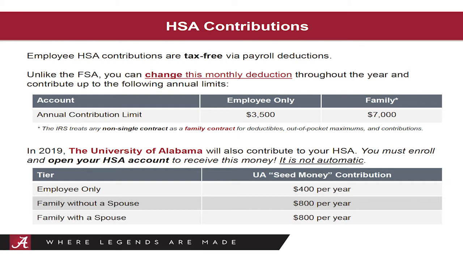Now, we do realize that the higher deductible is a little scary. It can seem like a big obstacle if something happens to you in the beginning of the year before you've accumulated all this money in your account. So the university is going to contribute seed money to every HSA. So if you're a single employee, the university is going to give you $400 at the beginning of the year. If you're a family contract, it's $800. So you will have that money in your account in January.